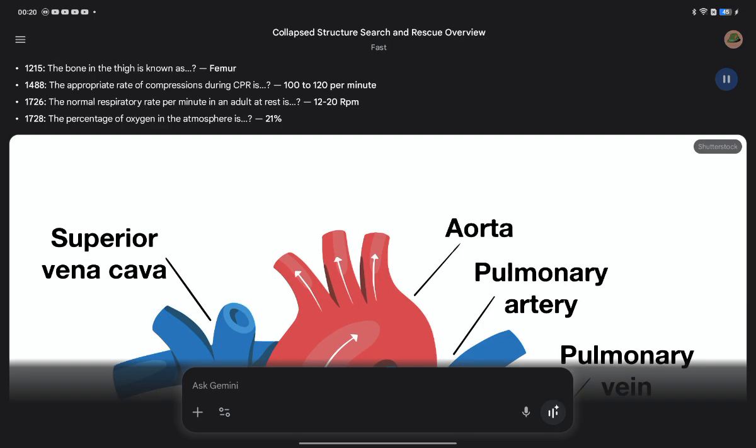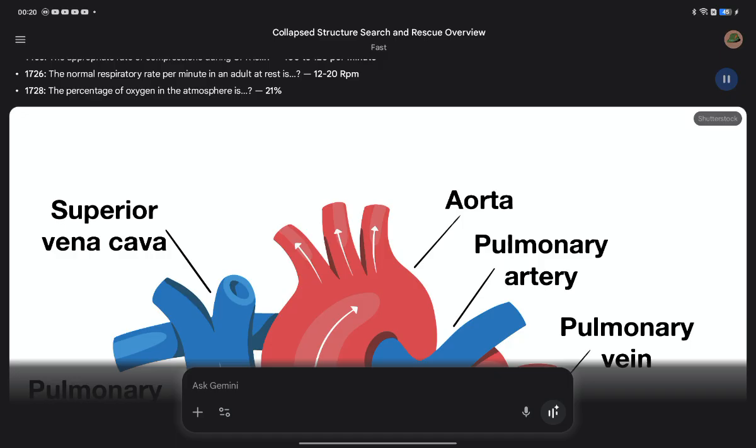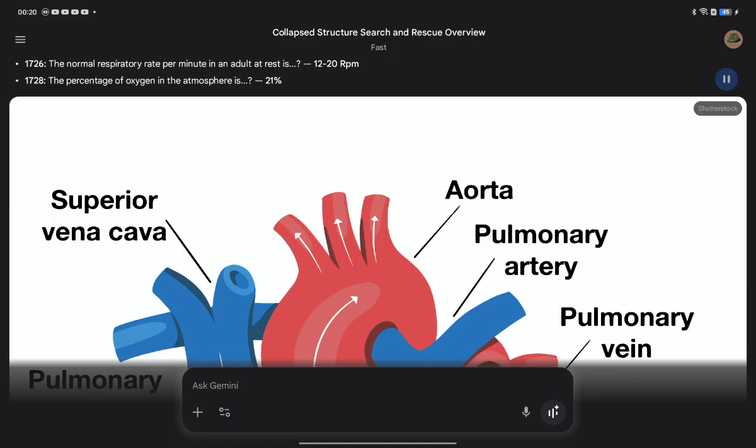1488. The appropriate rate of compressions during CPR is 100 to 120 per minute. 1726. The normal respiratory rate per minute in an adult at rest is 12 to 20 RPM. 1728. The percentage of oxygen in the atmosphere is 21%.